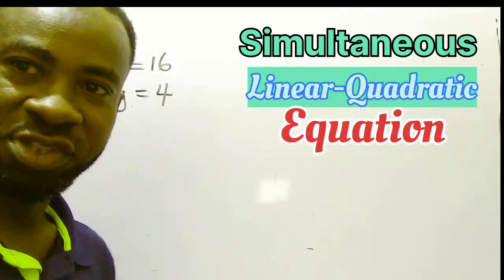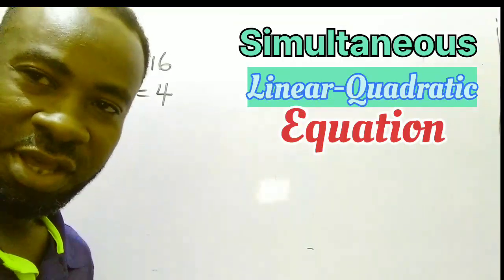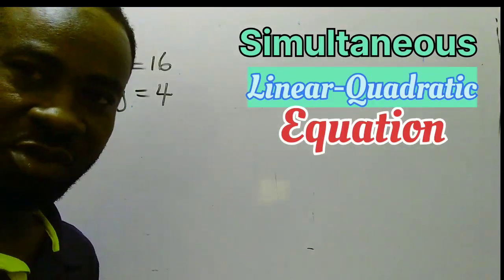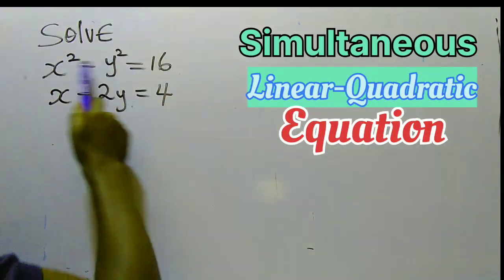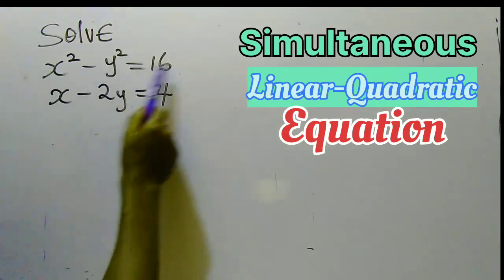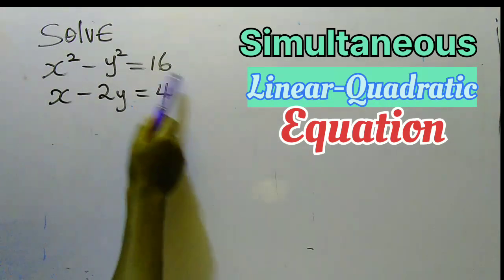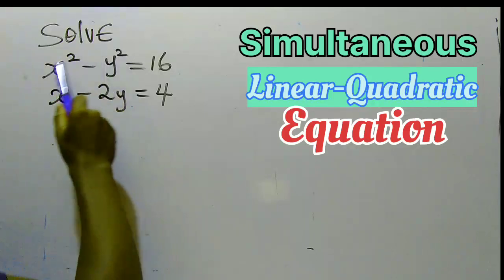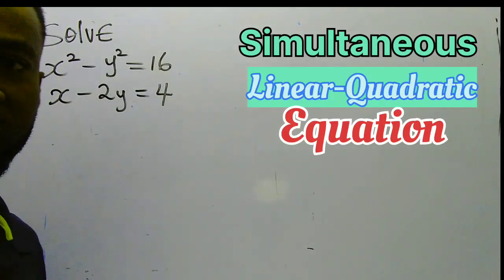Today we'll be looking at the simultaneous linear quadratic equation, and this is the kind of system that involves one quadratic function and one linear function. You can see that we are having squares of this, so this is a quadratic function. Now, how do we solve this?